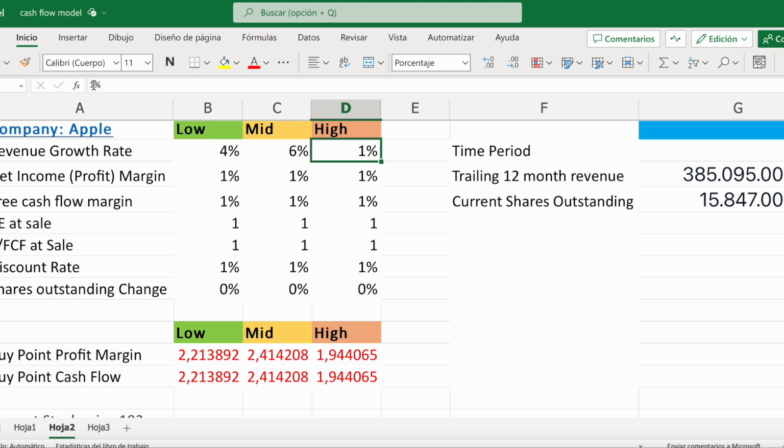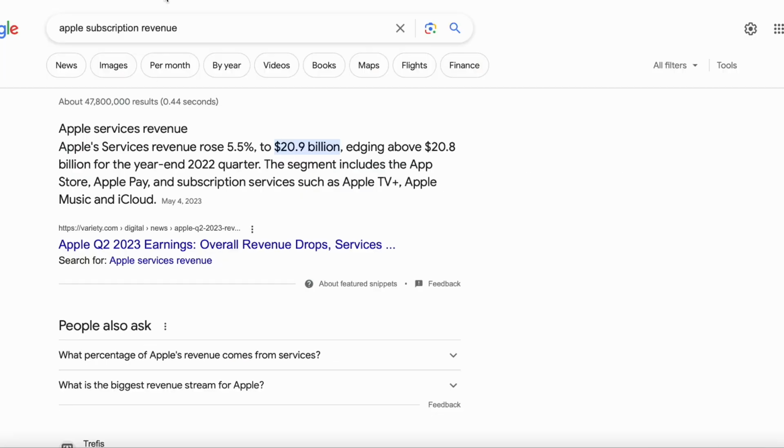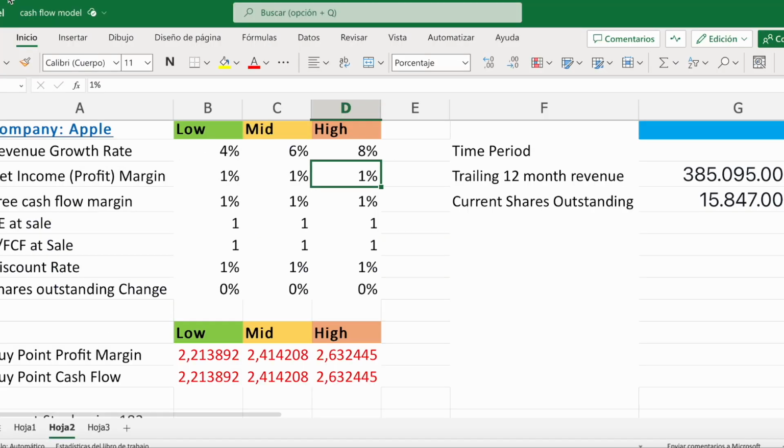actually gonna put 8%, which some of you might think is a lot, but I believe their subscriptions are gonna drive up their revenue a lot, which is basically their Apple TV, Apple Music, Apple Pay. I think this can drive up the revenue a lot. So this is why I'm going to put 8% for the next 7 years on my high assumptions.